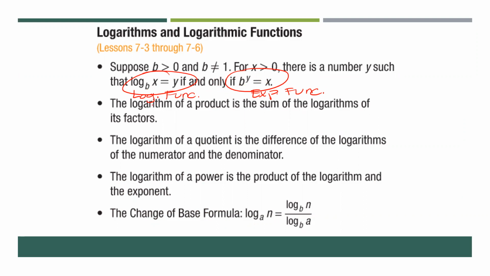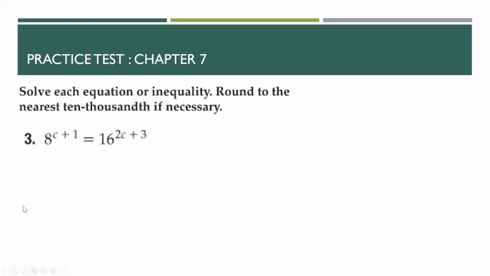These two different forms. And then the logarithm of a product is the sum of the logarithms of its factors. The logarithm of a quotient is the difference of the logarithms of the numerator and the denominator. The logarithm of a power is the product of the exponent and the logarithm. And then the change of base formula. Here we have log base a of n is equal to log base b of n over log base b of a.